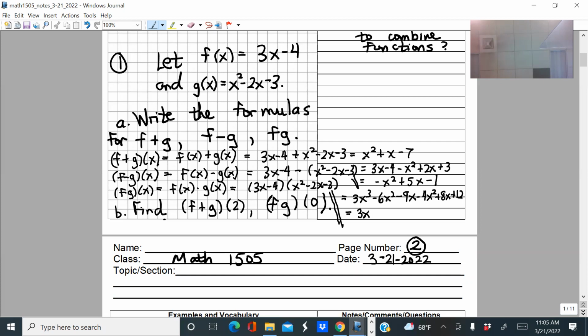So I have 3x cubed, and how many x squareds do I have there? Minus 10 of them. And then how many x's? Just minus x. Minus 9x plus 8x is minus x, right? And then is it just one constant? Yeah, I think so. Just plus 12. So not too bad, right?